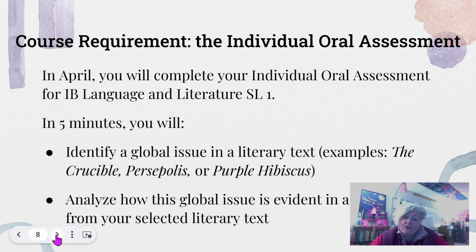So in your first year, the requirement is an individual oral assessment, and we can look at this broken down. It's a 15-minute exam, and it's a speaking exam. It will be between your teacher and you. In the first 5 minutes, you will identify a global issue in some literary text we've covered this year, and you'll analyze how that global issue is evident in a passage from your selected literary text.